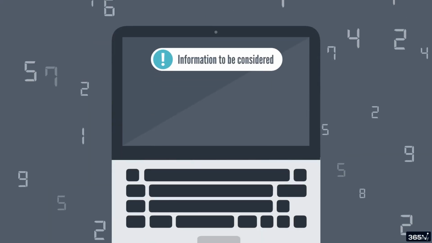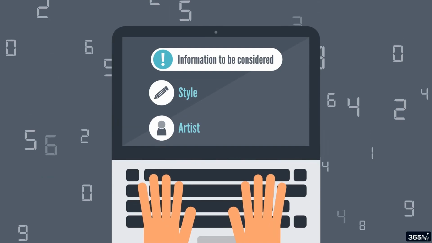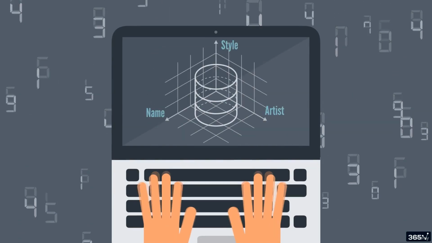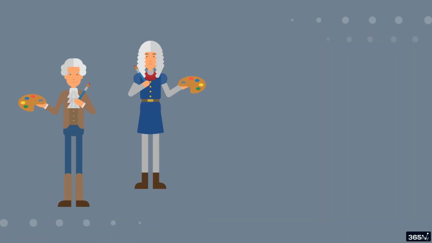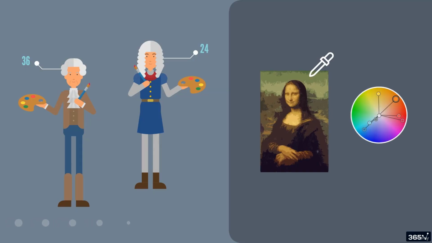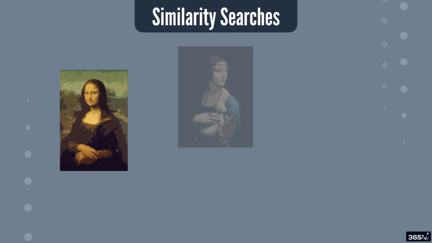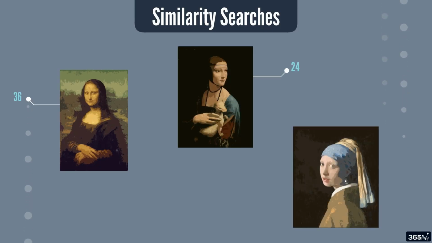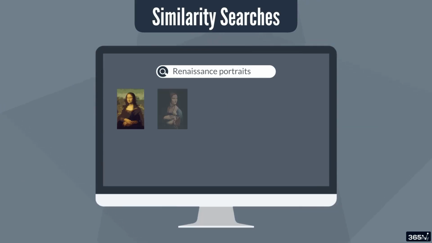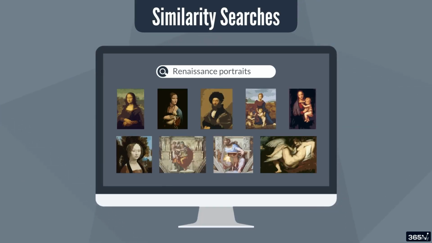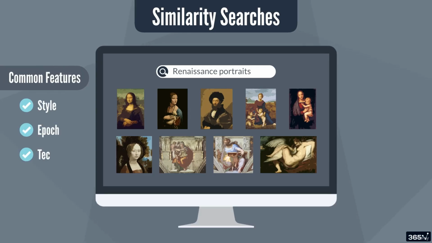The key here is to capture all this information, the style, artist, name, and technique, and encode them into numerical vectors. This could involve straightforward encoding, like assigning numbers to different artists, or more complex feature extraction, like analyzing the color spectrum used in the painting. We can enable powerful similarity searches when we populate our vector database with these encoded paintings. For example, a query for Renaissance portraits could quickly surface works by da Vinci, Michelangelo, and Raphael clustered together due to shared features in style, epoch, and technique.